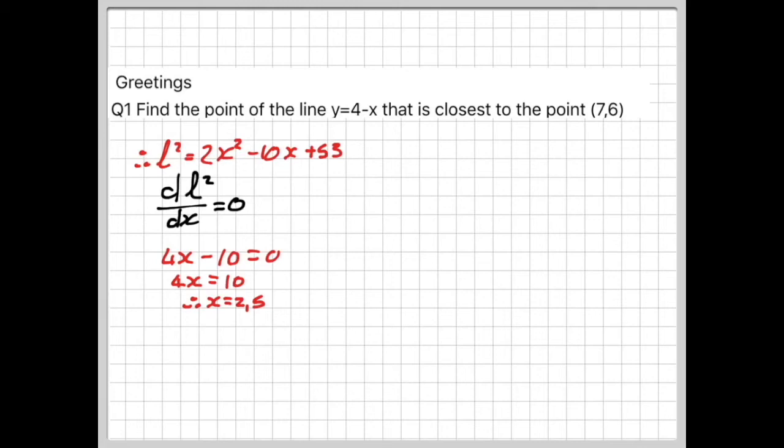But I've got to be careful. The question actually asks me, find the point. So I need both x and y, so I'm not done yet. So next up, I know it lies on the line y equal to 4 minus x. So let me substitute my x back. So 4 minus 2,5 gives me a y value of 1,5. So the coordinates that are closest on that line to the point 7, 6 is the coordinates 2,5, 1,5.